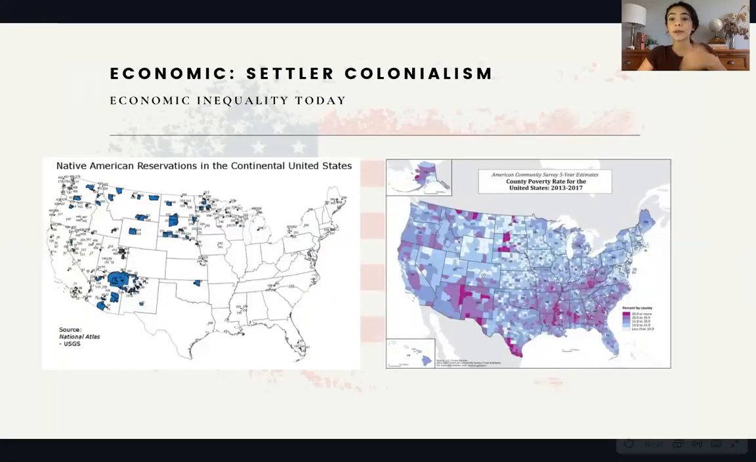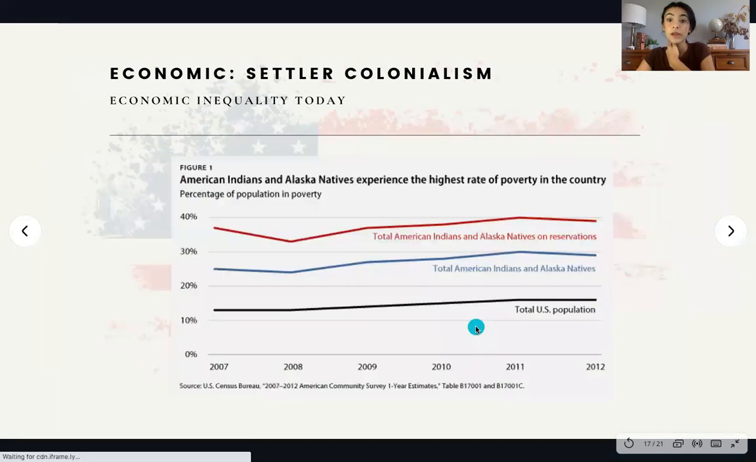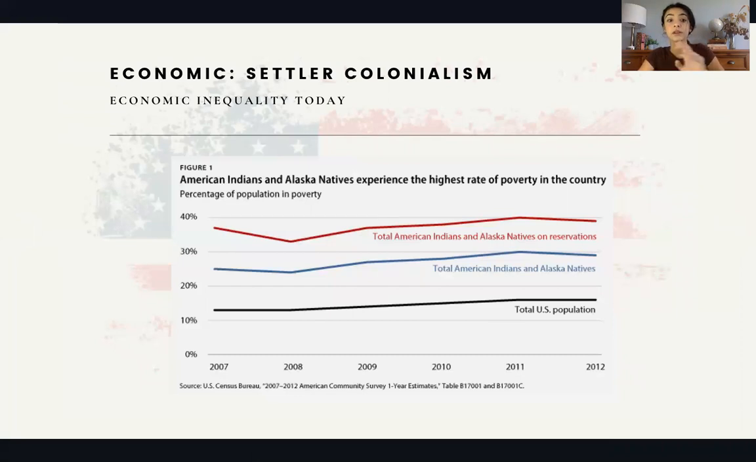So I put these two maps up to show that the concentration of poverty is often where we find reservations today. And then in terms of statistics on poverty rates, the US government reports that for the total US population today, it's about 15% here. For all Native Americans, it's about 30%. And for those on reservations, it's about a 40% poverty rate.